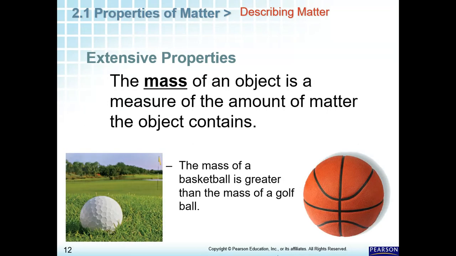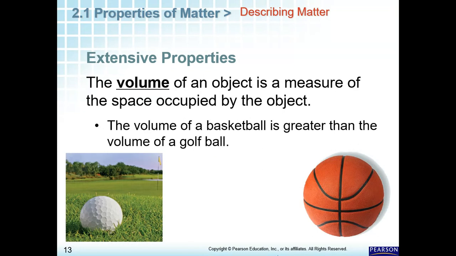Now, we're going to define two of those terms because they are SI units of measurements. The first one is mass. This is the measure of the amount of matter an object contains. For example, the mass of a basketball is going to be greater than the mass of a golf ball. So if we think about it, the more basketballs we have, the more mass. The more golf balls, the more mass as well.